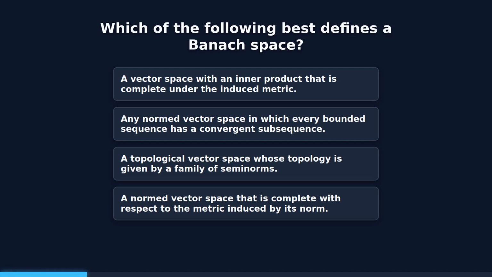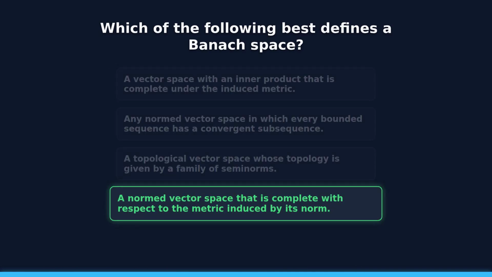Which of the following best defines a Banach space? A normed vector space that is complete with respect to the metric induced by its norm.